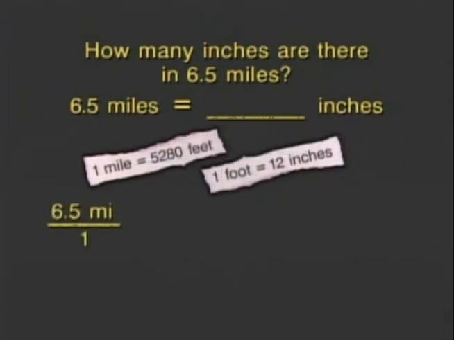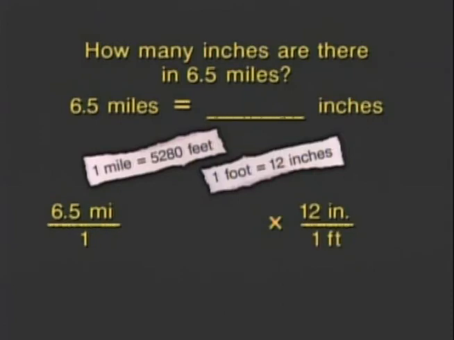Start by writing 6.5 miles as a fraction. Next, think about writing unit conversion factors. We want inches in the answer, so the numerator of one unit conversion factor must be 12 inches. The denominator is 1 foot.